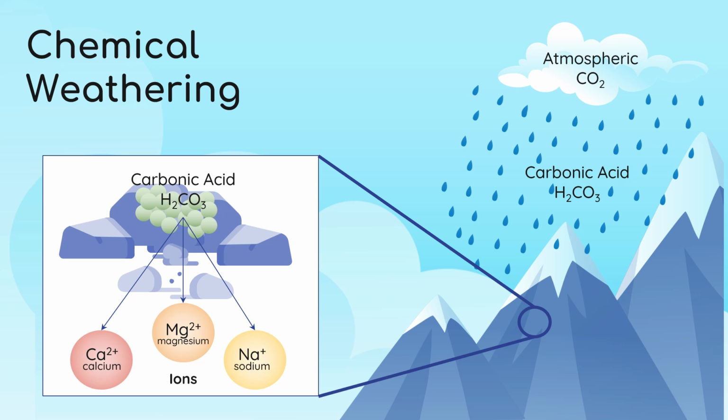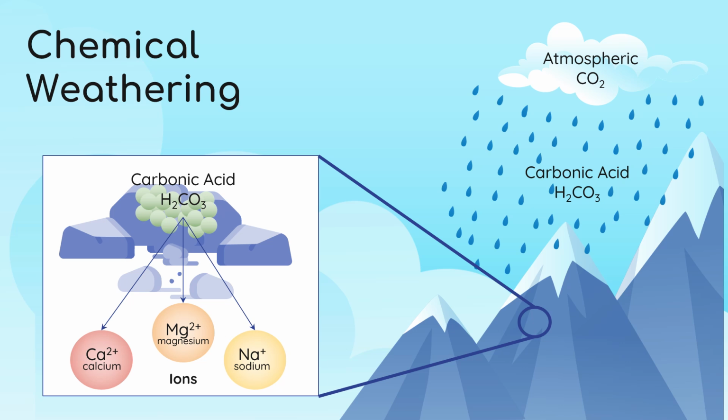Like I said, we don't need to be too worried about what's exactly going on in this process. Just know that carbonic acid does exist in our rain, and it helps with the weathering process.